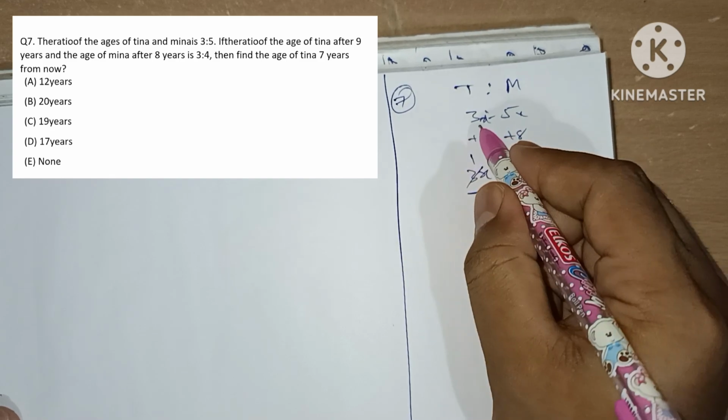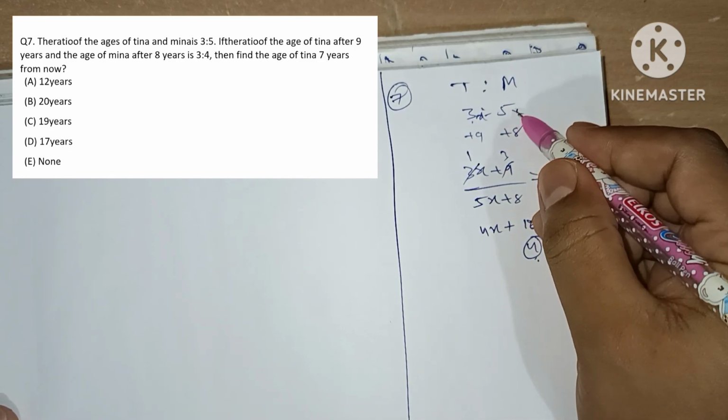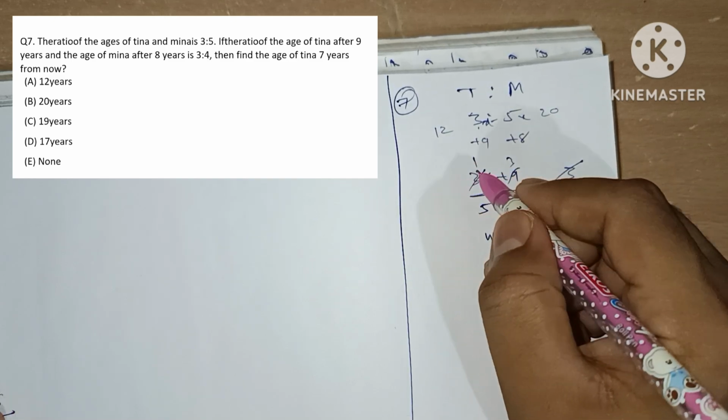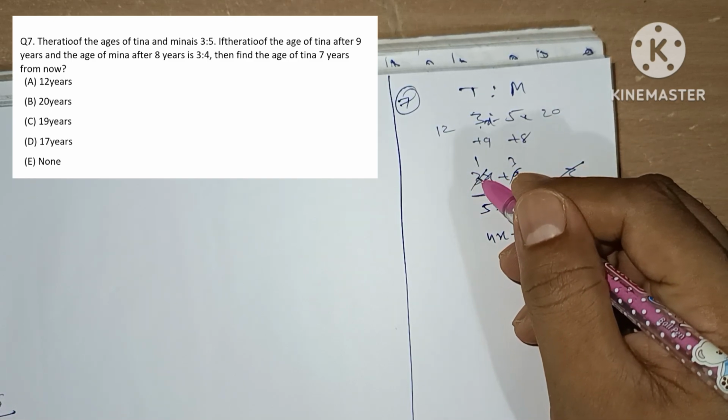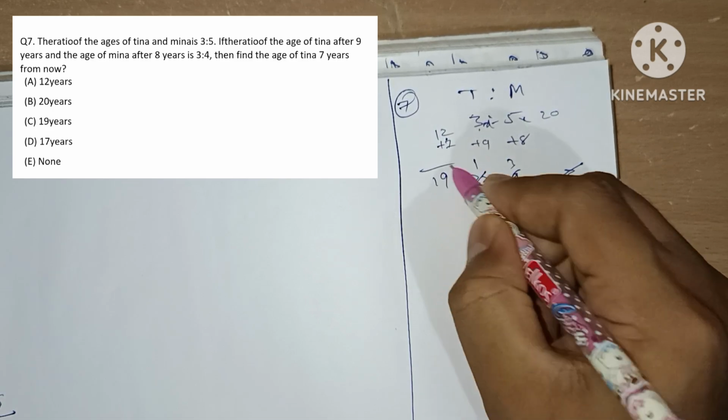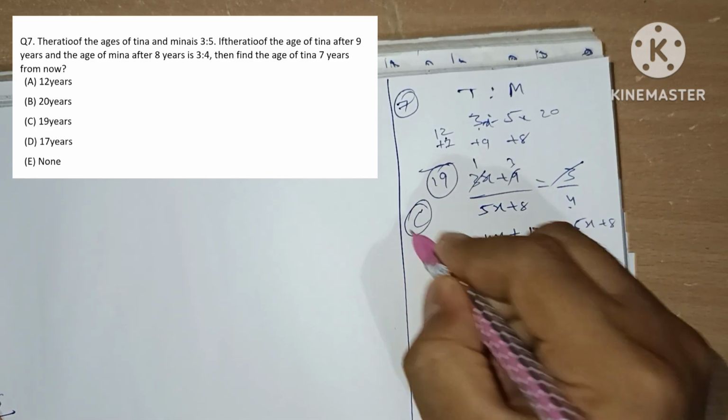So Tina value is 3 4 times 12 and 5 4 times 20. 12 and 20 are the ages of Tina and Meena. The question asked is find the age of Tina 7 years from now. Plus 7 will be 19. So answer will be 19. Option C is the answer for this question.